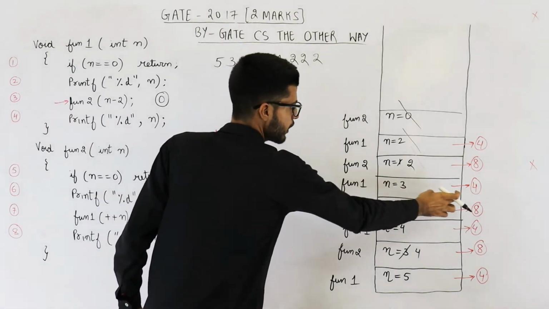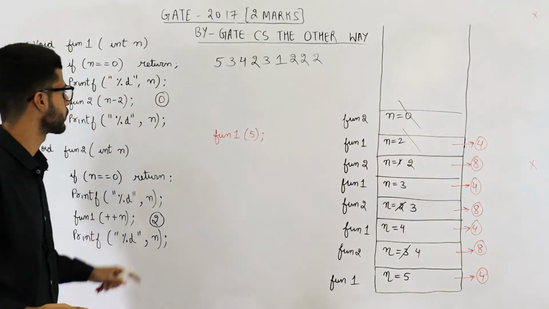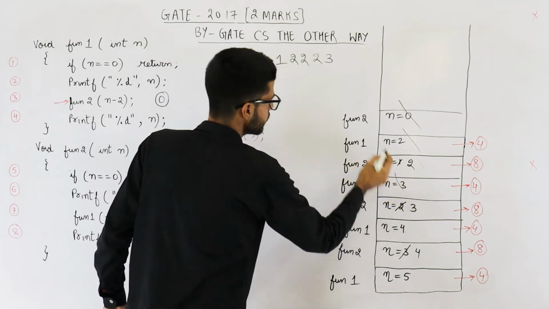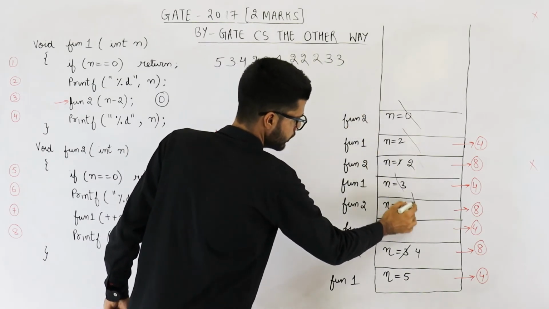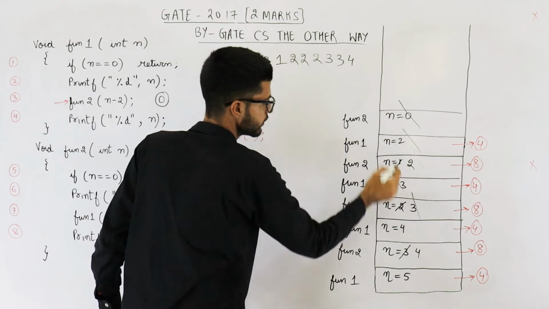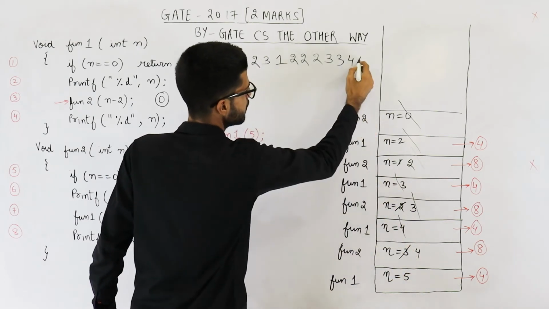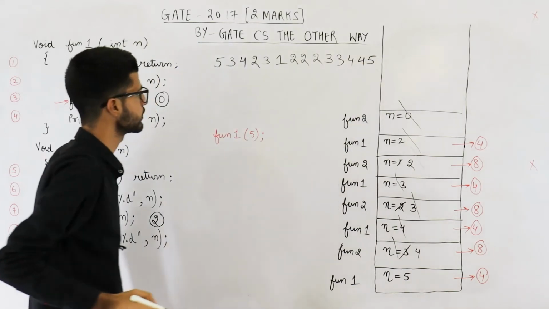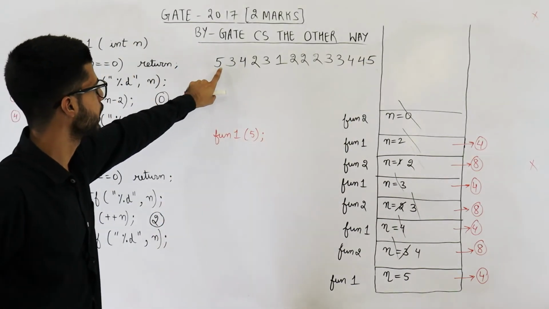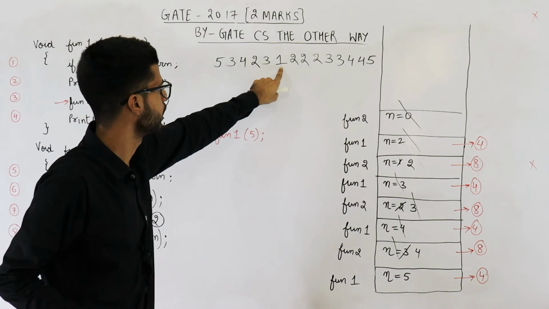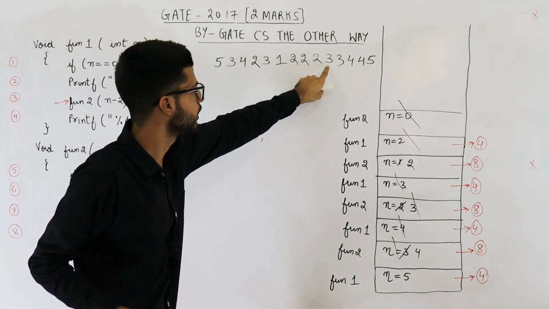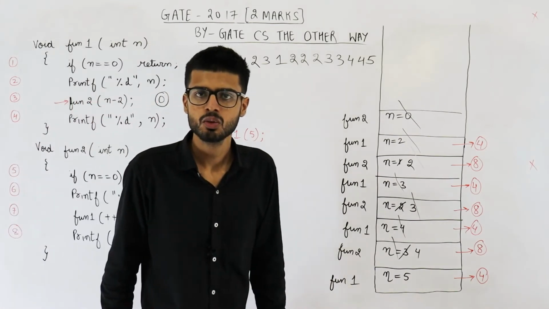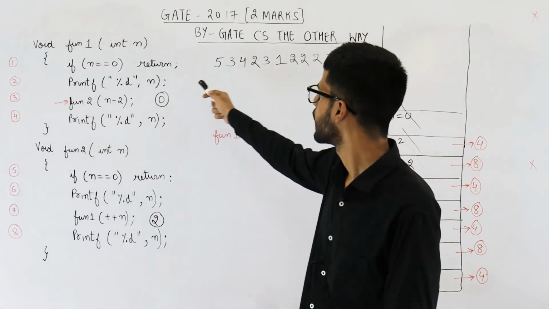That is this one. For this execute line number 4. That is print only. So print 3. Then similarly 3 will be printed again. Then 4 will be printed. Then again 4 will be printed. And 5 will be printed. So this is the output. You can see output as 5, 3, 4, 2, 3, 1, 2, 2, 2, 3, 3, 4, 4, 5. Now you exactly know how things are working and how we are getting this output.